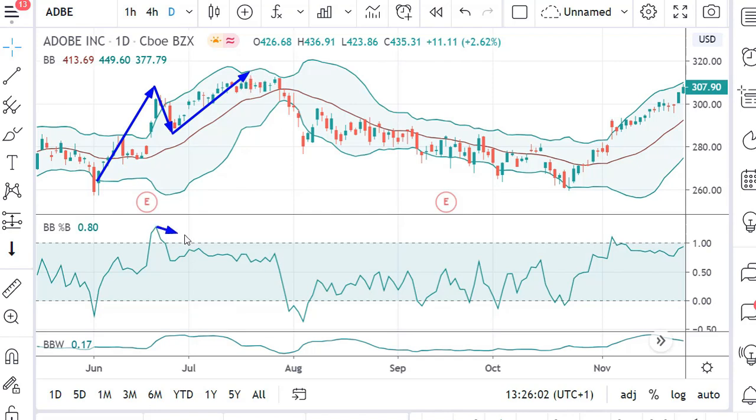But when we are looking at the percent B, it shows us that the price is not able to shoot quite as far up as it theoretically should, if it should keep above the upper Bollinger Band. So that is a very, very good indication that a turn is about to occur.